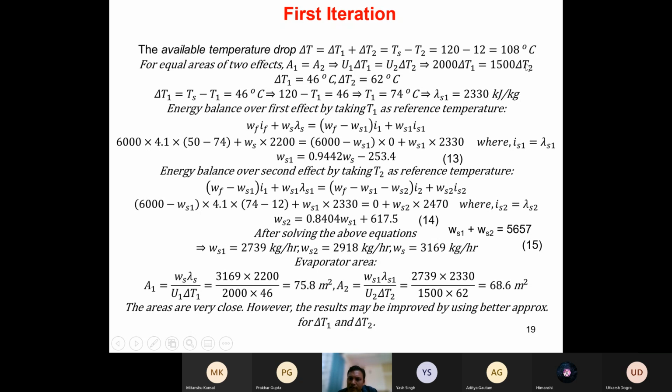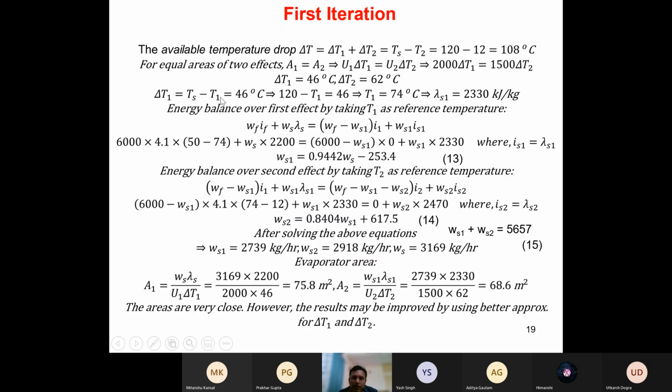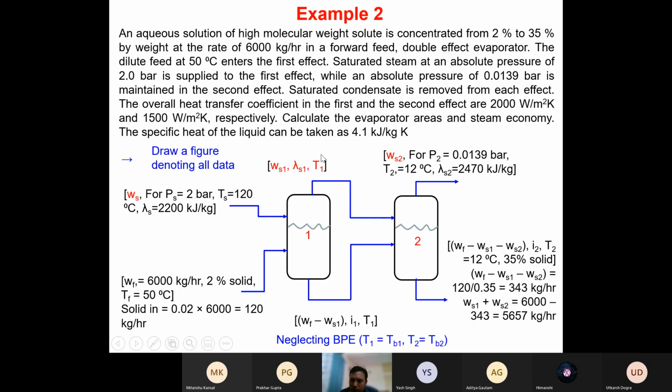From these two equations, we can calculate delta T1 equals 46 degrees Celsius and delta T2 equals 62 degrees Celsius. Now, delta T1 is nothing but Ts minus T1, correct? So 120 minus T1 is 46 degrees Celsius. This is what we have obtained, so we can back calculate T1. T1 comes out to be 74 degrees Celsius.